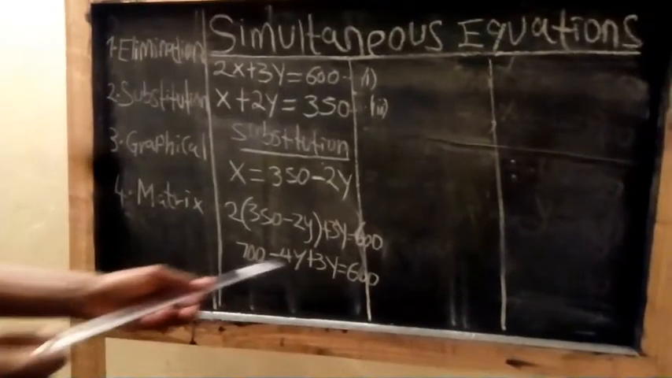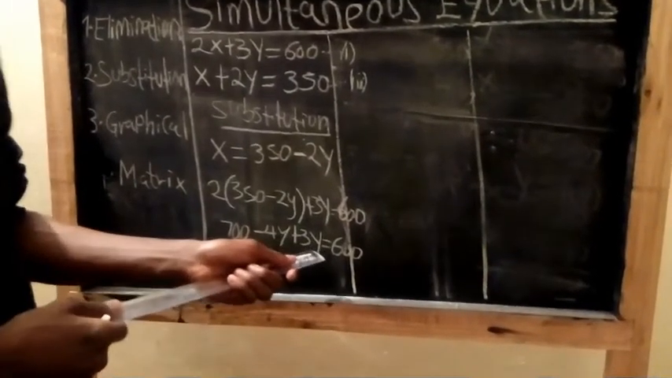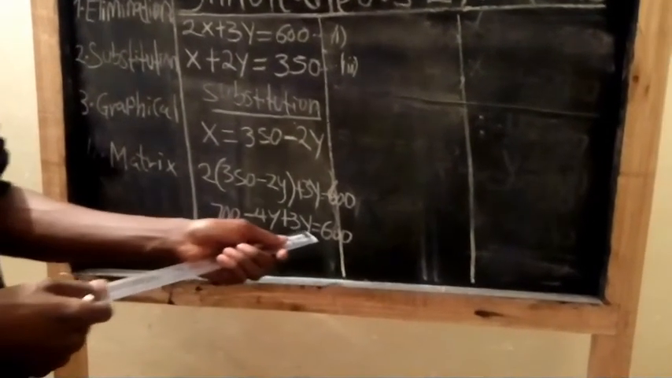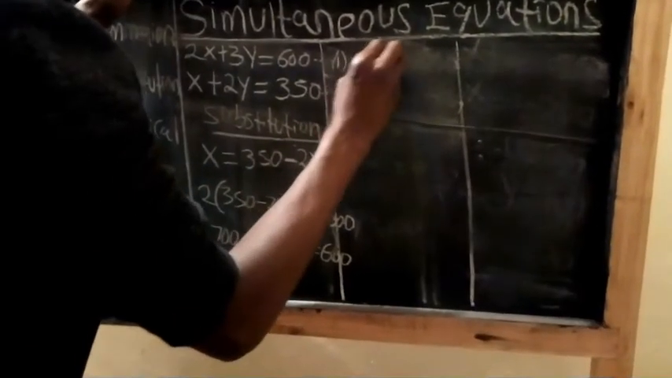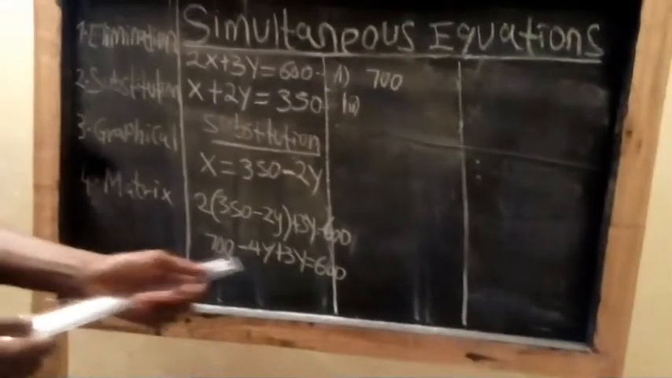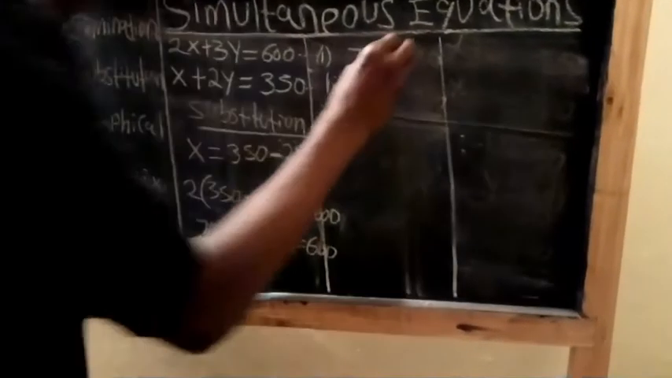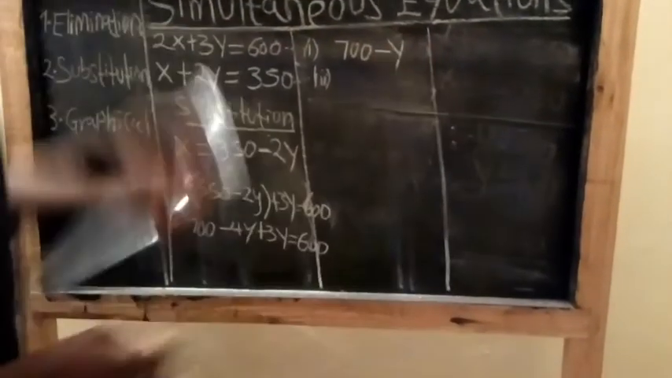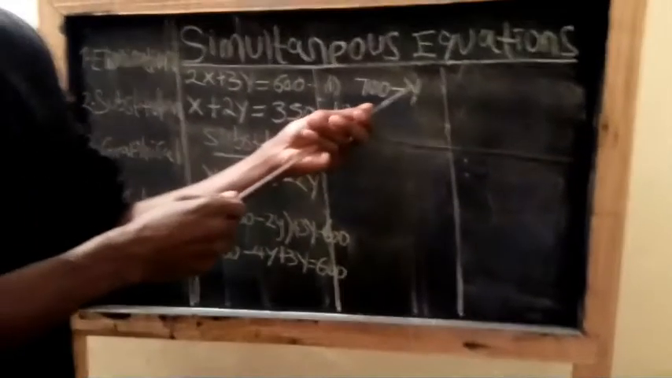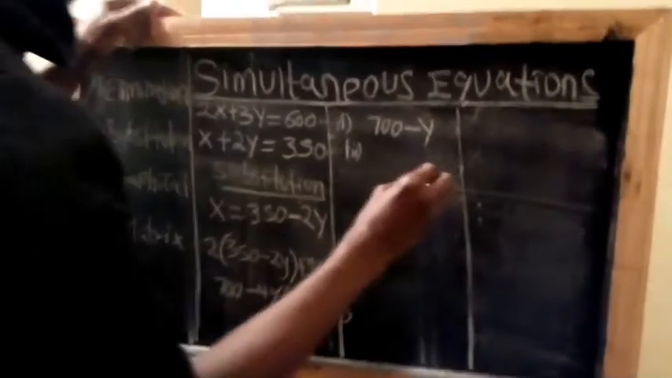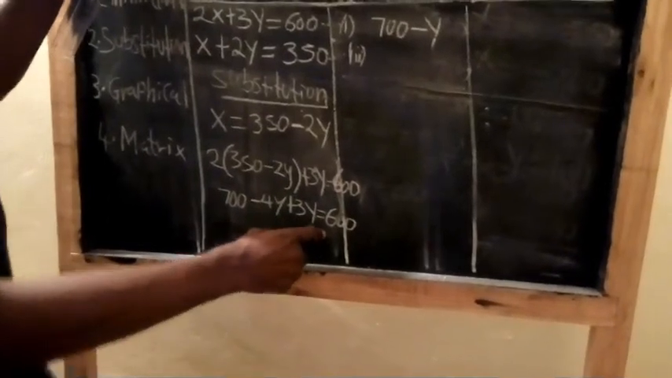Now we can collect the like terms. So remember here we have negative 4y plus 3y. Okay. So we come and say 700, negative 4 plus 3 is negative y. So minus y, because answer is negative 1. But we don't say negative 1y, we say negative y because there is a silent 1 here. Okay, equal to 700 minus y equal to 600.